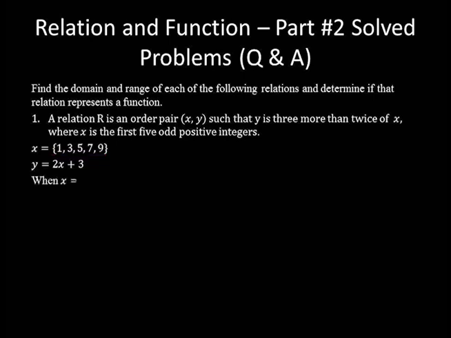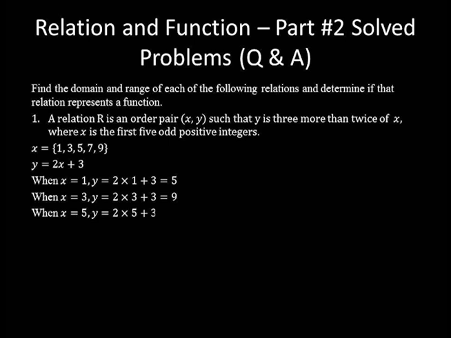When x equal to 1, y equal to 2 times 1 plus 3. 2 times 1 is 2. 2 plus 3 gives us 5. When x equal to 3, y equal to 2 times 3 plus 3. 2 times 3 is 6. 6 plus 3 gives us 9. When x equal to 5, y equal to 2 times 5 plus 3. 2 times 5 is 10. 10 plus 3 gives us 13.